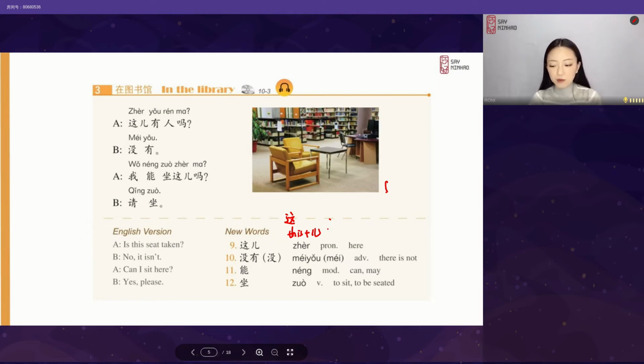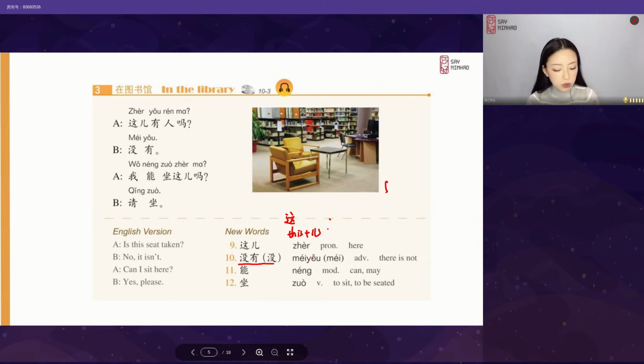Okay, very good. Now try to say your book is here. Your book is here. 你的书 is your book, right? And is here is 在这儿. Every time we want to express the location, we will use 在, okay? 你的书在这儿.